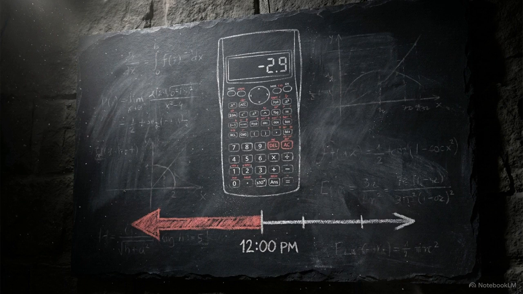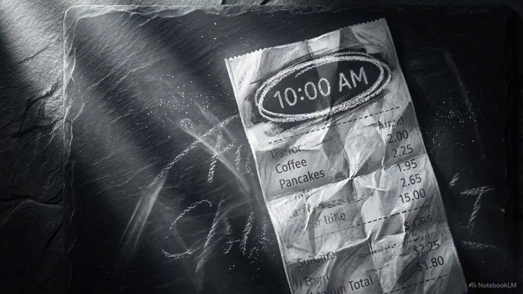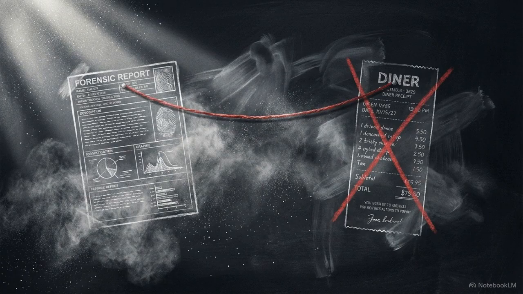This means the cooling process began exactly 2.9 hours before Detective Taylor took his first reading at noon. The time of death was 9:06 a.m. Because that suspect was only seen at the diner starting at 10, the math has just removed his window of innocence and invalidated his alibi.